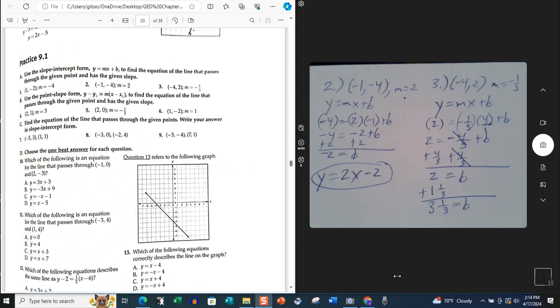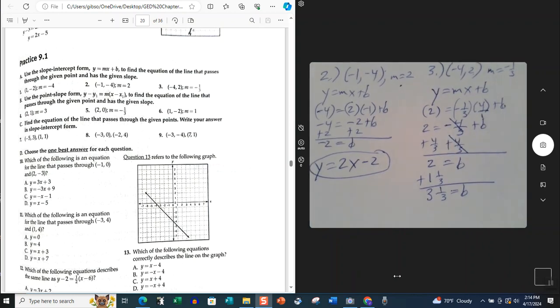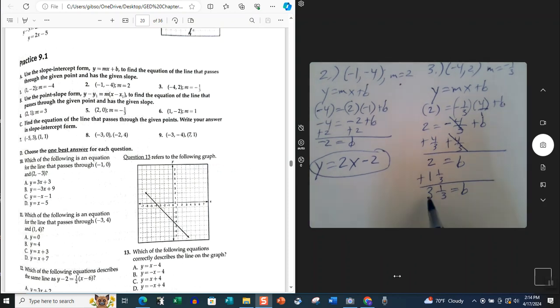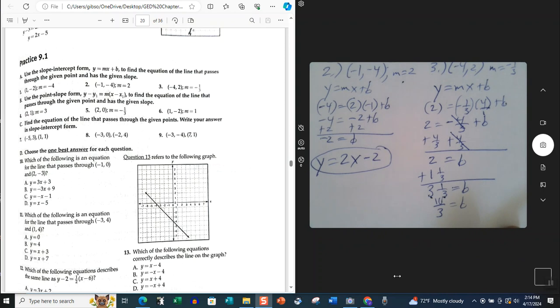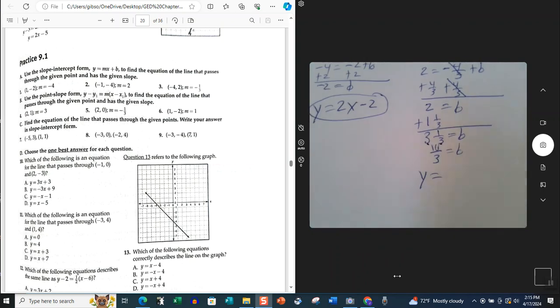Now, of course, here's the issue. Since we want to substitute this into an equation, we know that we're not going to put a mixed number there. So we'll rewrite this as an improper fraction. Our denominator will remain 3, but our numerator will be 3 times 3, which is 9, plus 1 is 10. So it'll be 10/3 is equal to b. So now we're going to need to write our equation. We have y equals, the slope is negative 1/3, so we have negative 1/3 x plus 10/3. And that will be your equation.